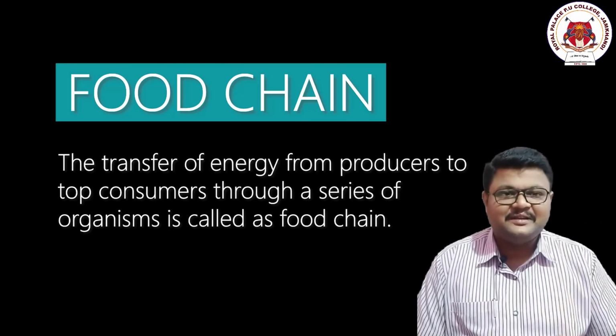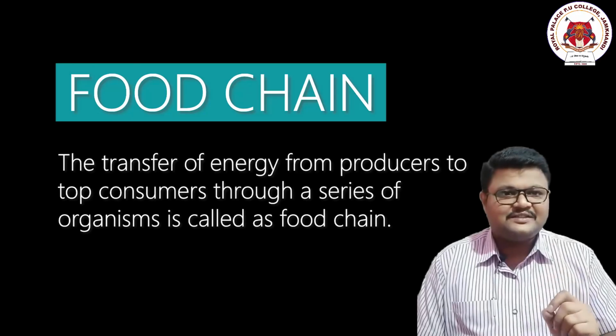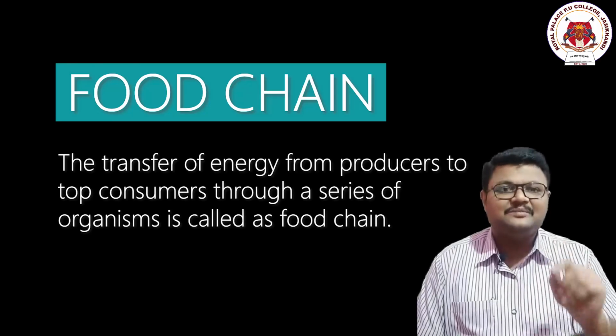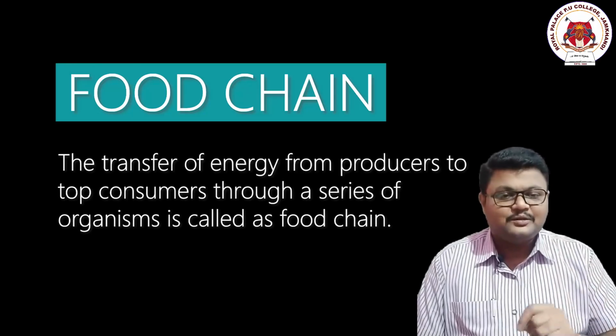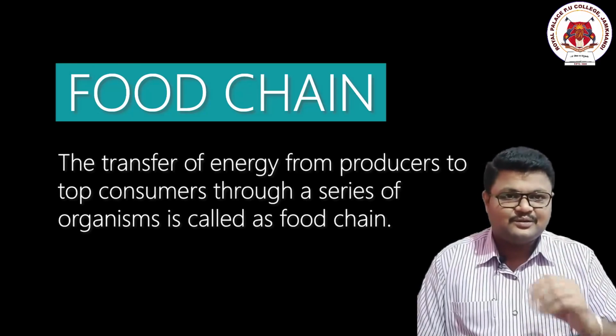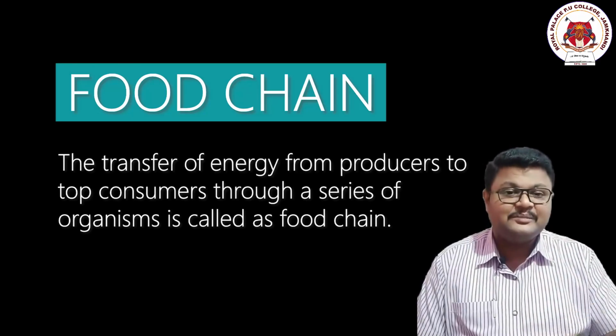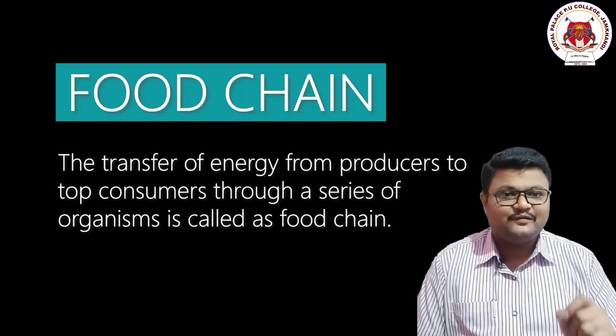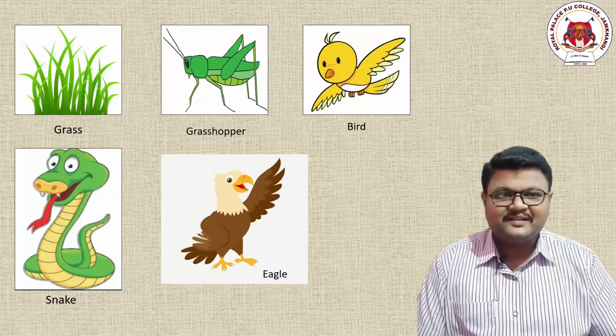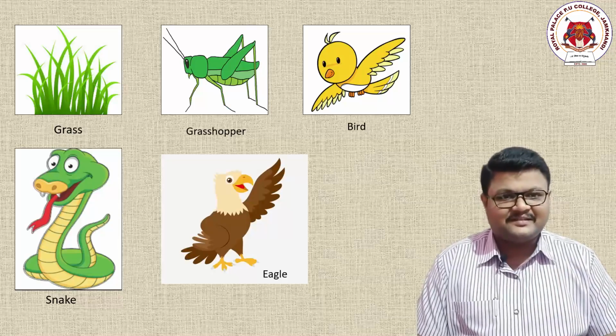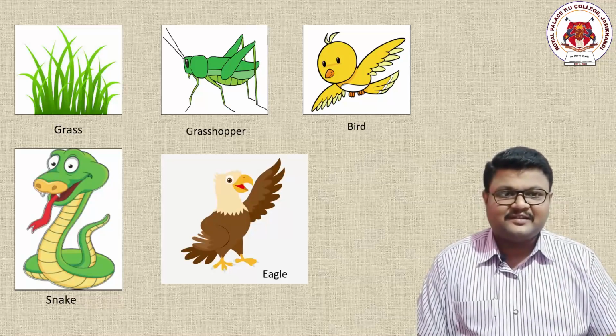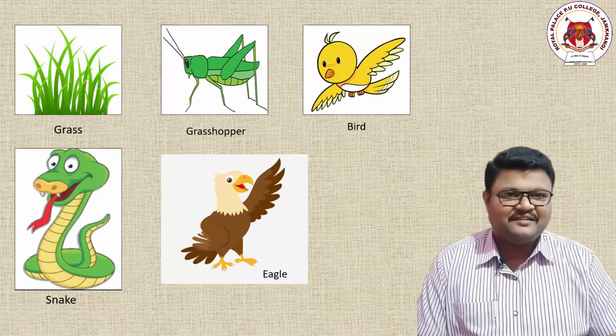Once again I repeat, the mode of transfer of energy which is produced by the plants or the producers to the topmost consumers through a series of organisms in between is called as the food chain. You can see the example here. I have given an example which explains us a simplest food chain in our ecosystem.